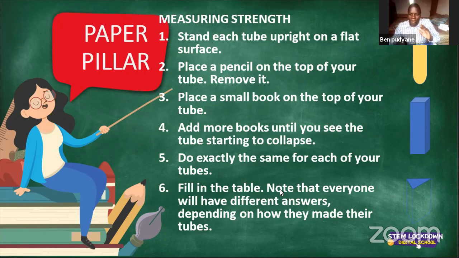Now, did you see the rectangular tube was able to hold 6 books? A triangular tube was able to hold 6 books. Now, with the circular tube, it was able to hold 14 books.